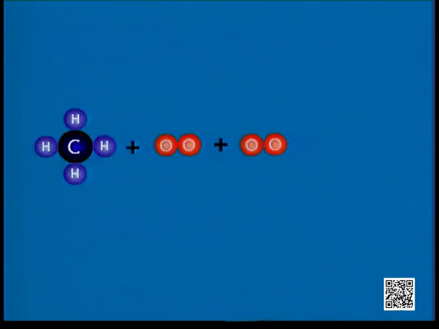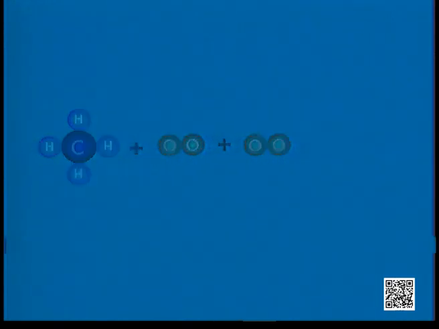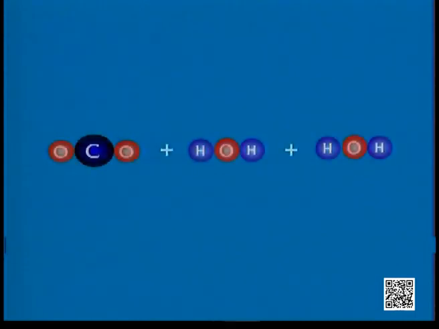During the reaction of methane with oxygen, carbon-hydrogen bonds of methane break and oxygen-oxygen bonds of oxygen also break. Then, new bonds are formed between carbon-oxygen and hydrogen-oxygen to give the products of the reaction.